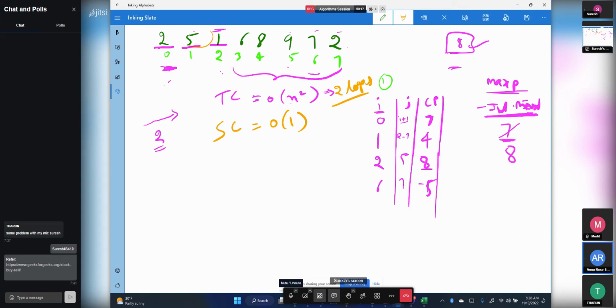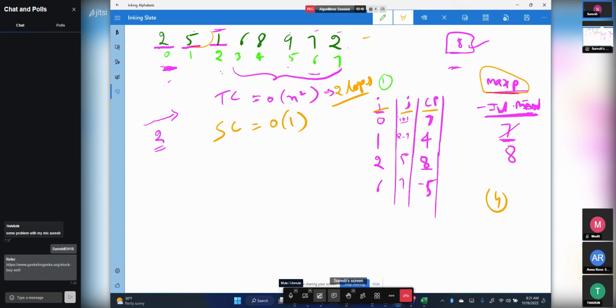Space complexity is always about the extra space you take. We already took four variables: i, j, current profit, and max profit. There are four variables we took, right? Is that four constant, or is it increasing based on the input? How many numbers are there in the input here? One, two, three, four, five, six, seven, nine numbers.